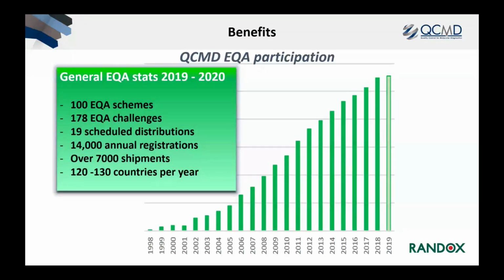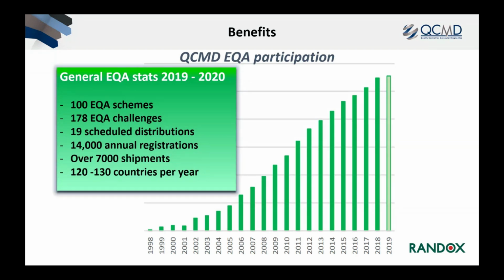QCMD has a very large amount of participants, and this is great because it means that the peer groups and the statistical data that is provided is really good quality. So you can see here on this graph, there's been a consistent growth in the number of users of QCMD over time. But we can see here in this box, there's some information about the 2019-2020 period.